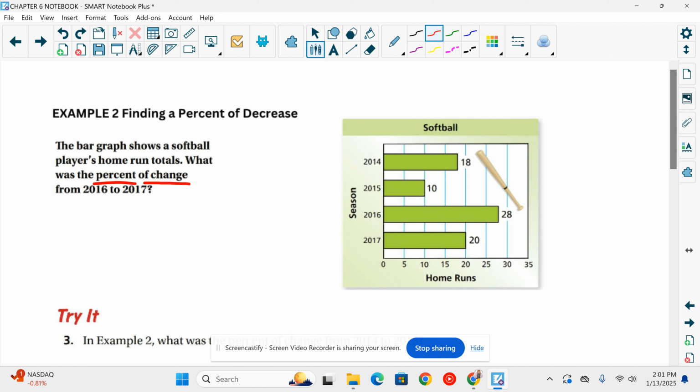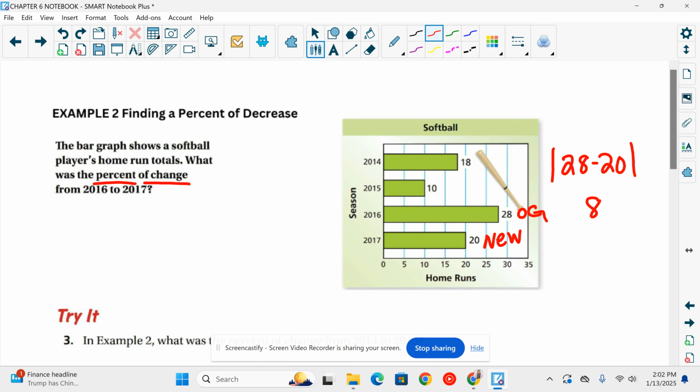2016 and 2017. What was my original? 2016. How many home runs were in 2016? So there's my original, and then my new one. So I've got to do some subtraction here. What's the difference in the home runs from 2016 to 2017? 8. That's my change. Was this an increase or a decrease? It was a decrease. They went from 28 to 20, so they went down. Something had to have happened there.